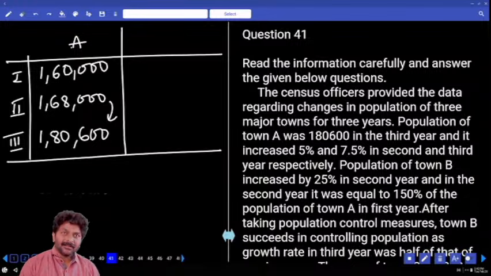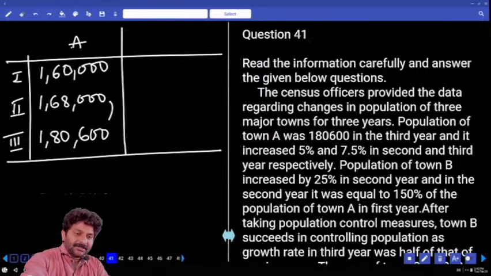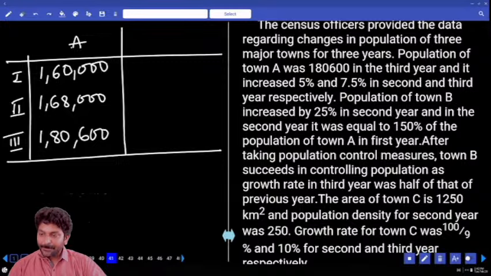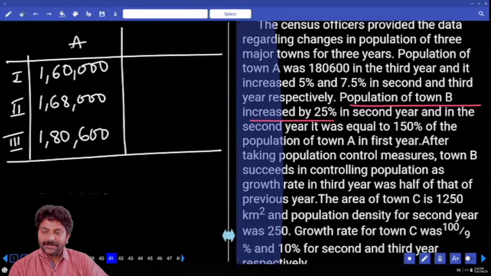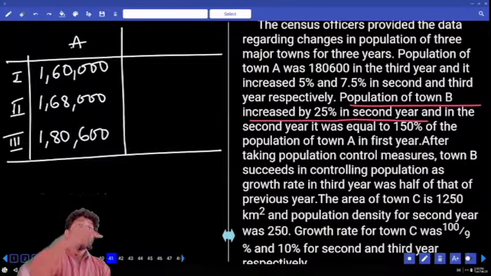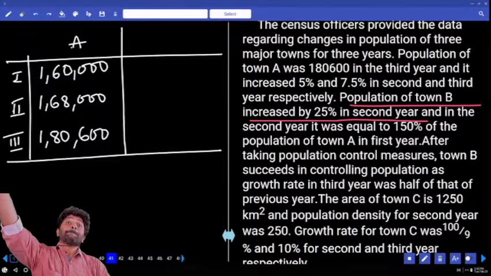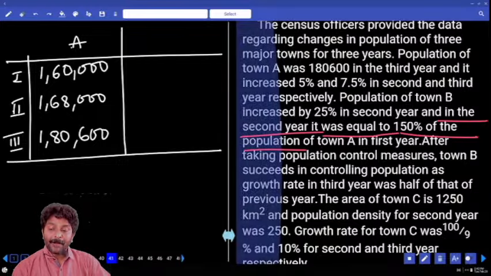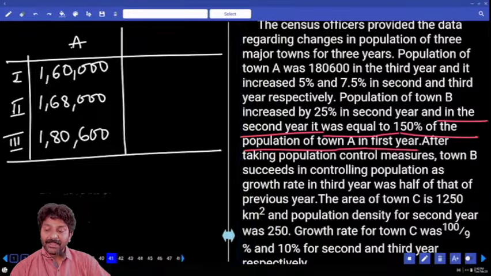అర్థమైందా? రైట్. Next, town A, all 3 years data is cleared. Next come to town B. Population of town B increased by 25% in the second year. If it is increasing in the second year, it is increased from first year to second year. Perfect. And in the second year, it was equal to 150% of population of town A in first year.